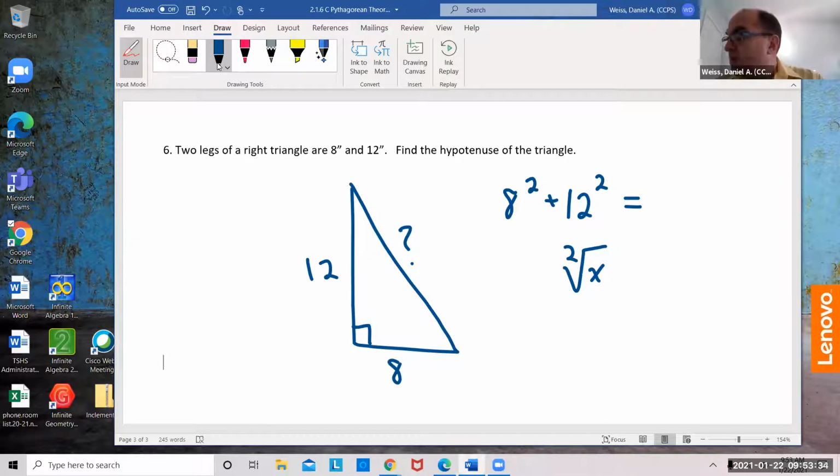8 squared plus 12 squared, hit equals. Take the square root, you get 14.42.